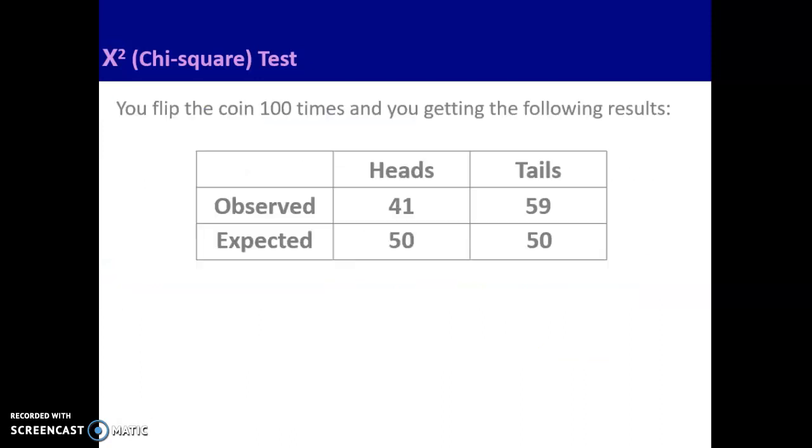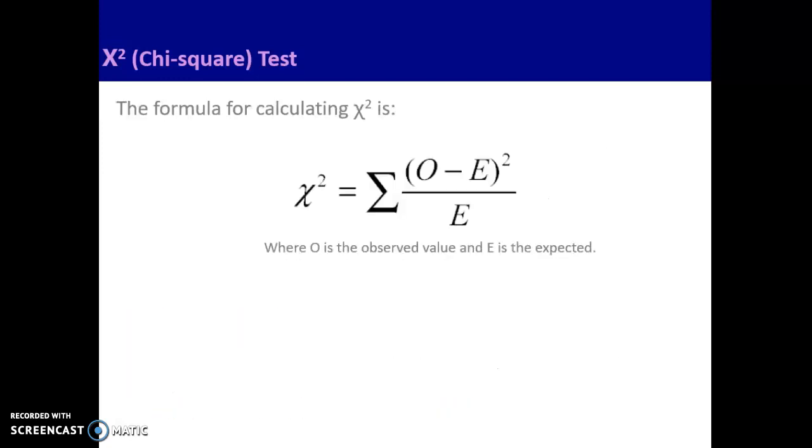Now let's go back to our flipping coins. Let's say that you flip your coin 100 times and this is your observed: you get 41 heads and 59 tails. That's kind of close to 50-50, but how do you know if it is close enough, right? Some people might say, yes, that's close enough, and other people might say, no, it's just kind of far off. That's where the chi-square test comes in. It gives us a statistical analysis that says either yes, our data is close enough to what we expected, or no, definitely not.